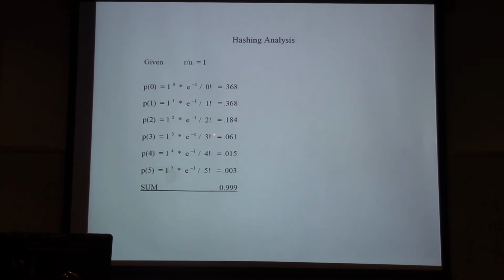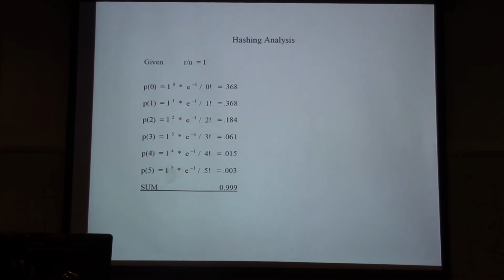61 slots will have three records hashed to them. So take 61 slots. Each of them will have three records hashed to them. So 61 times 3 is 183. So 183 records will be hashing to slots that will have 3 in total. You understand what I'm saying?